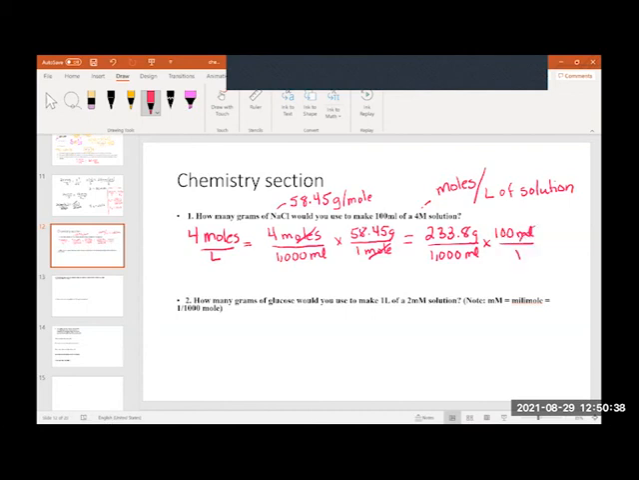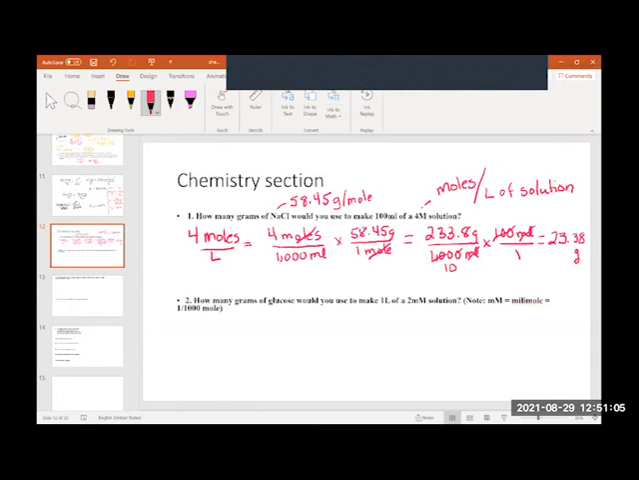My milliliters will cancel out. 100 goes into 1,000 10 times. I only need 1/10 of this volume. And that means if I divide 233.8 by 10, I get 23.38 grams that I need for every 100 milliliters.